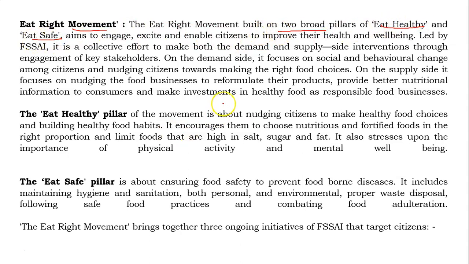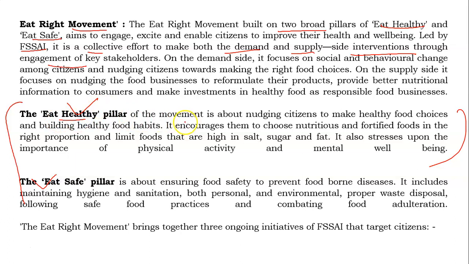and first is right, and this is led by the Food Safety and Standards Authority, and it is a collective effort to make both the demand and supply side intervening through engagement. Now there are two pillars. The first is eat healthy and the second is the eat safe pillar.